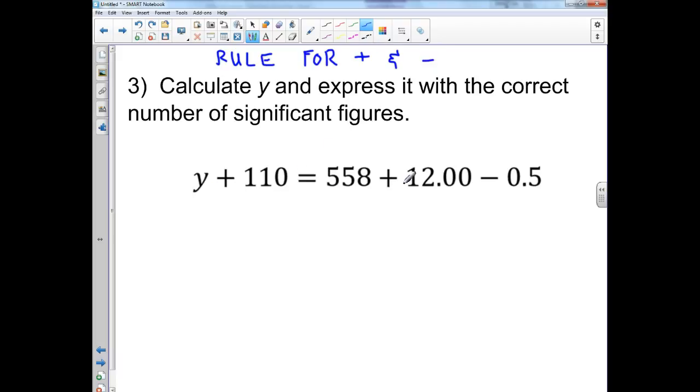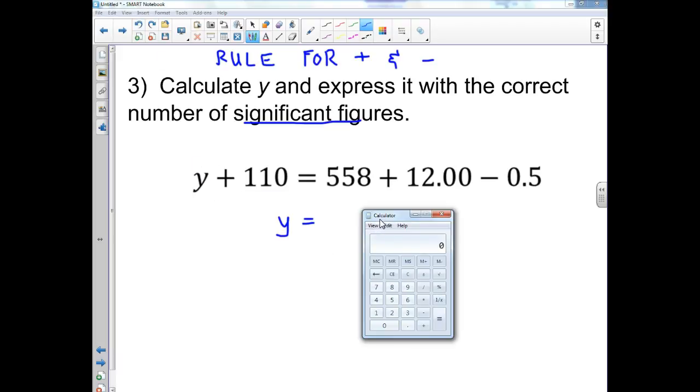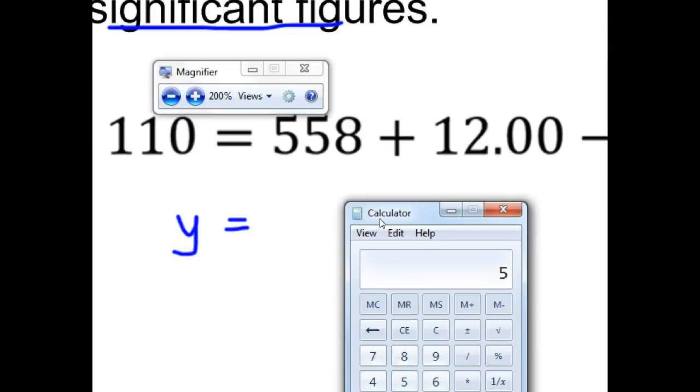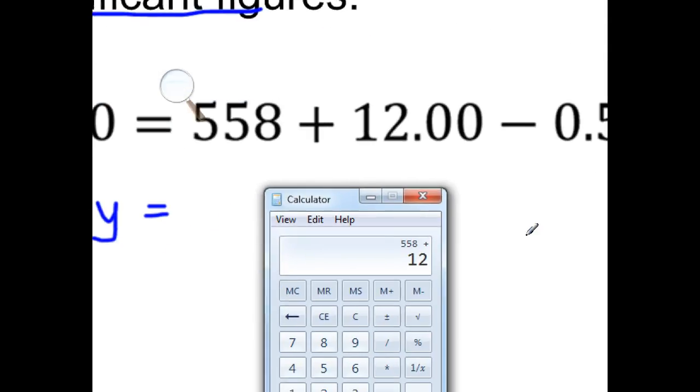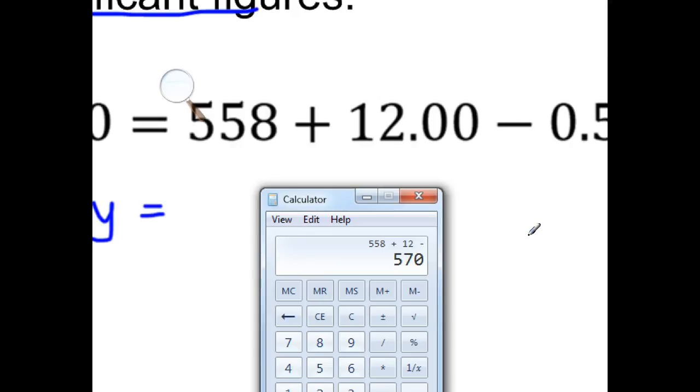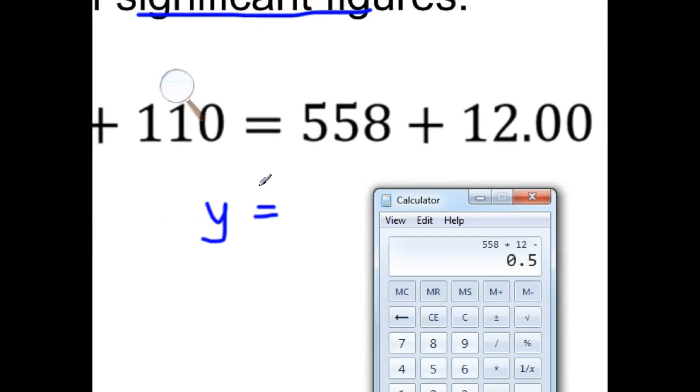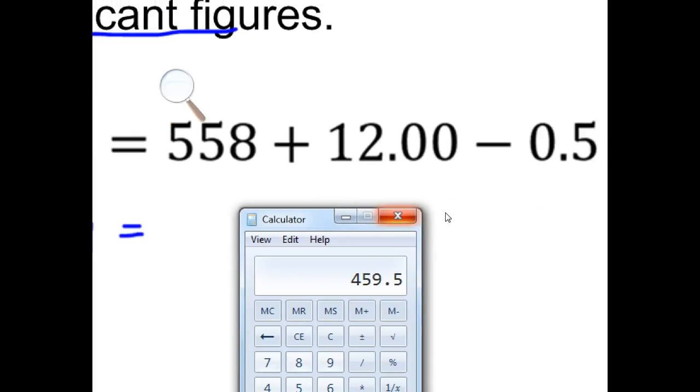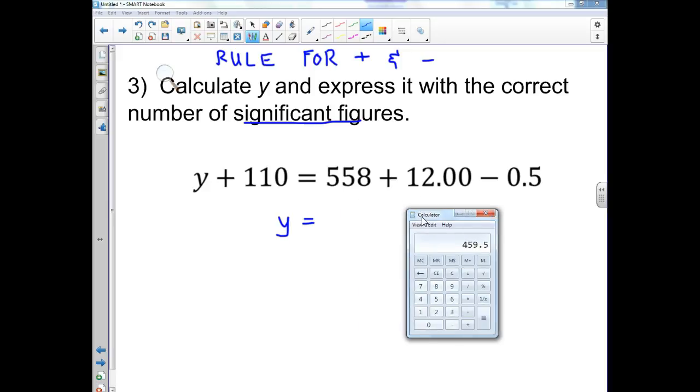Okay, here's another one where we're using the rule of sig figs for adding and for subtracting. You've got to find y, express it with the correct number of sig figs, and the first step is just to calculate the value of y. So you do all this on the right side, that plus that minus that, but then you're going to have to subtract 110 from both sides to get y by itself. So let's do the calculation. 558 plus 12 minus 0.5, and then we had to subtract 110 from both sides, minus 110, so we have to subtract it from the right as well. And it's 459.5.